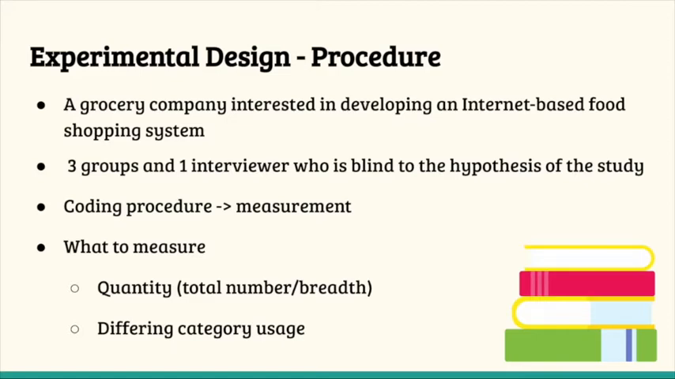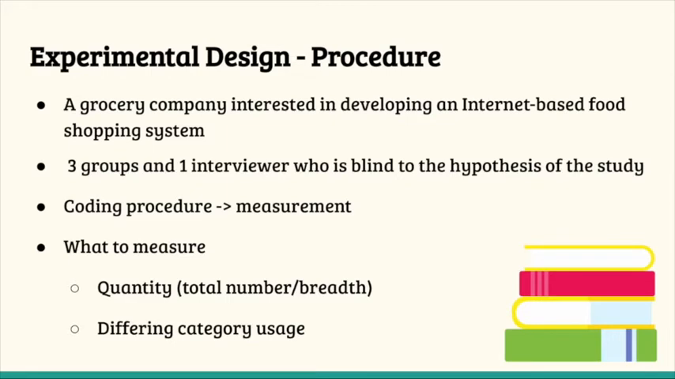Here I'll show you the detail of the experiment to compare different techniques I mentioned earlier. The experiment utilized a short case describing a grocery company interested in developing an internet-based food shopping system. And there are 3 testing groups. One tested with the task characteristic technique, one with syntactic technique, and one with the semantic technique. The interviewer participated one-on-one with subjects in a lab setting, and in order to reduce bias, the interviewer was blind to the hypothesis of the study.